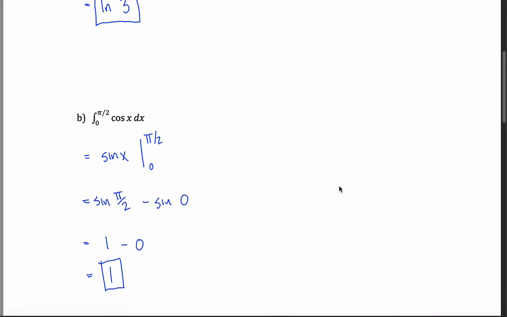If you're having a hard time with those values off the unit circle, remember that the sine is always the y-coordinate on your unit circle. Wow, that's an ugly circle. And pi over 2 is up here, and 0 is up over here. So the height here is 1, and the height here is 0.